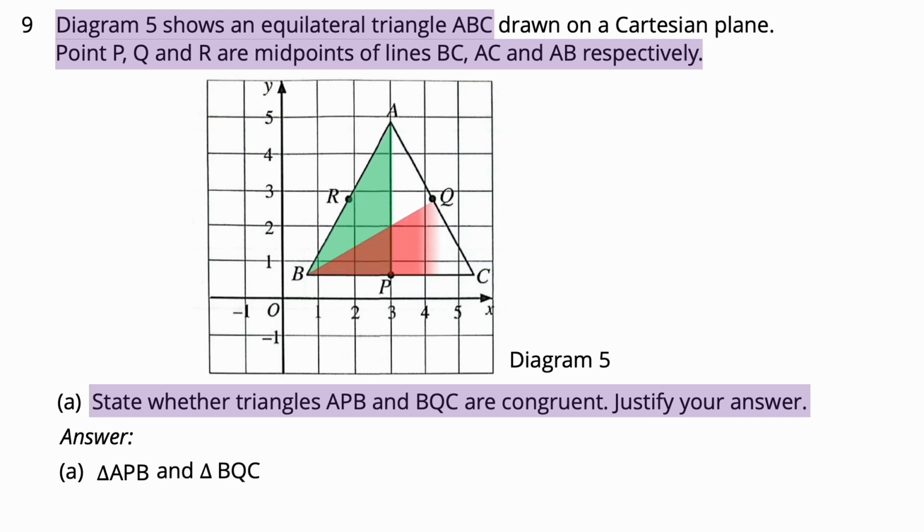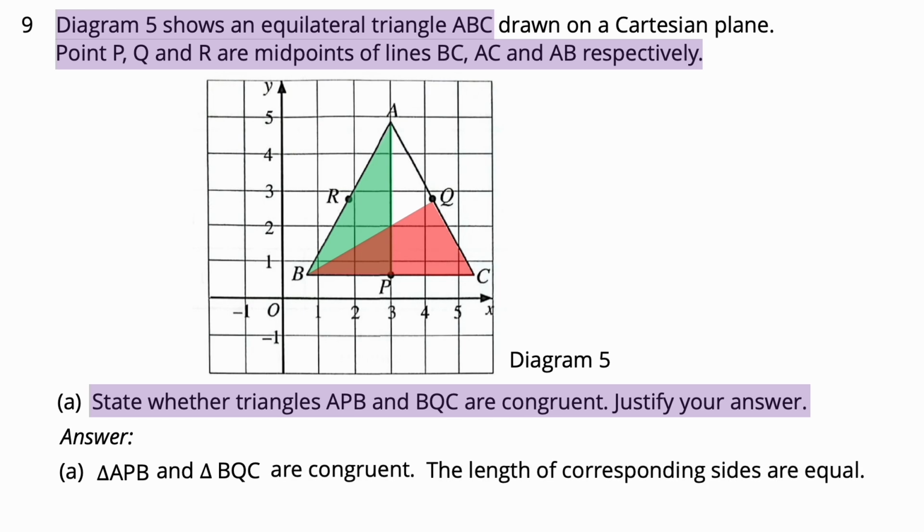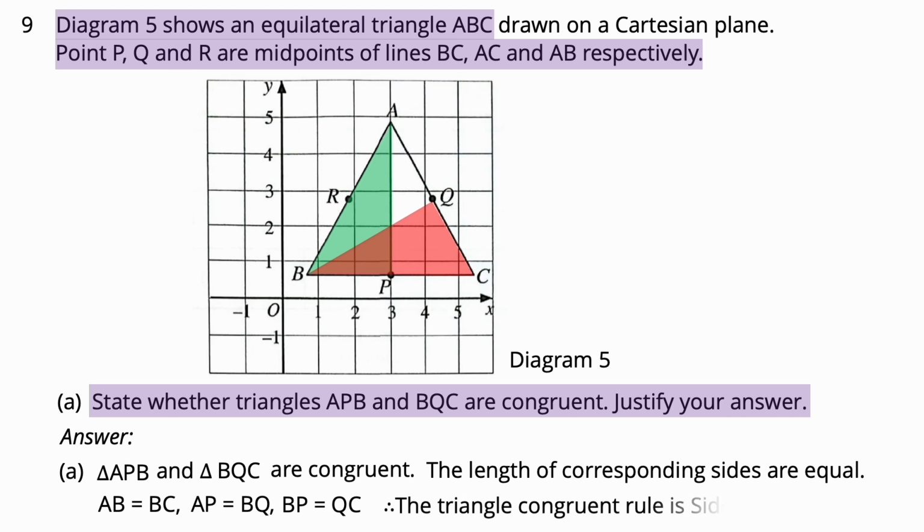Triangle APB and triangle BQC are congruent due to the length of corresponding sides being equal. AB equals BC, AP equals BQ, and BP equals CQ. Therefore, the triangle congruence rule is side side side, SSS.